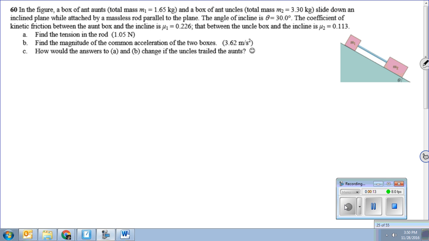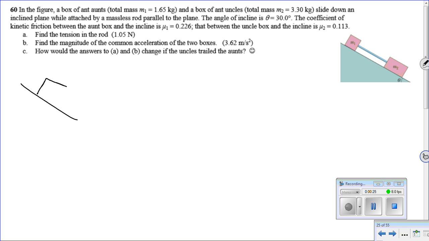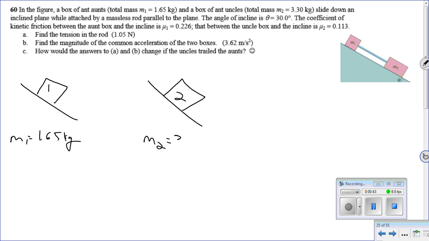All right, so here we go. We've got a box of ants, and a box of ant uncles. Here's what we know. Box 1: we know that our mass is 1.65 kilograms. For box 2, the mass of box 2 is 3.30 kilograms. Useful to note that that is exactly twice the mass of box number 1.